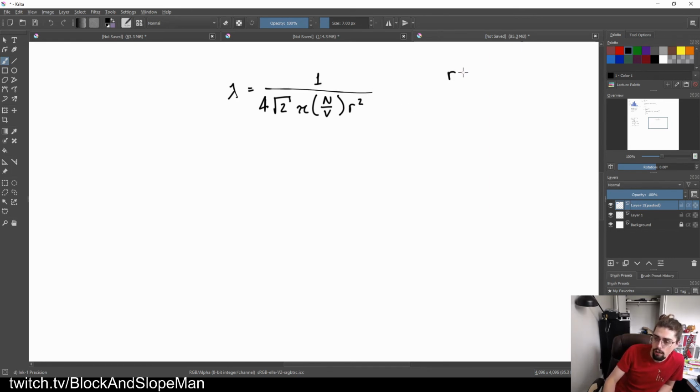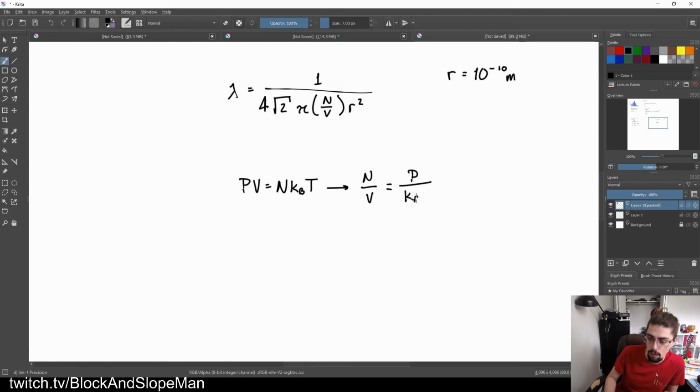And I also know that r is 10 to the negative 10th meters, right? It's a really tiny amount. So what I'm really going to need to do here, since I already have r, I really just need to find number density. I'm going to take that ideal gas law, and I'm going to take what we call the physicist version of it in kBT, mostly because this already has N and V in it, right? So I can do a little bit of rearranging on this. Number density is equal to P over kBT.